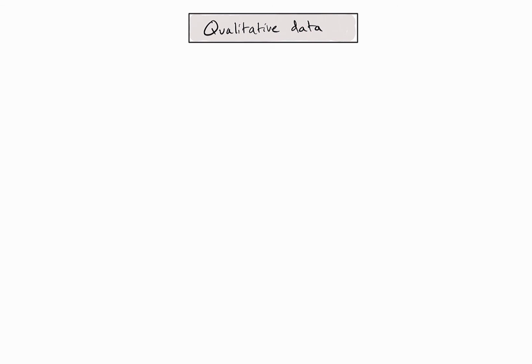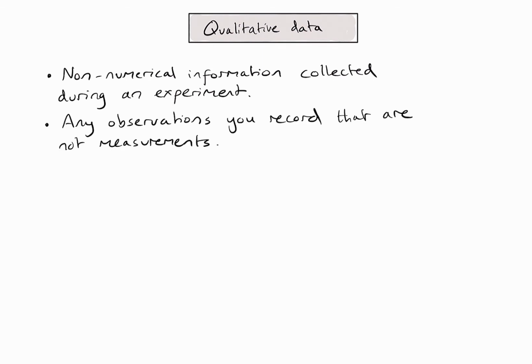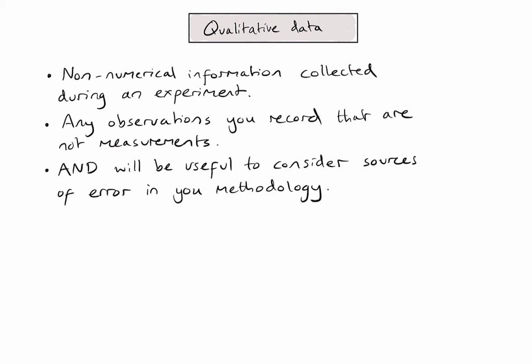Qualitative data is any non-numerical information collected during an experiment. And this effectively means any observations you record that are not measurements. Now, instead of describing a beaker or the colour of a solution, we want to make sure that these qualitative observations are useful for considering sources of error in our methodology.